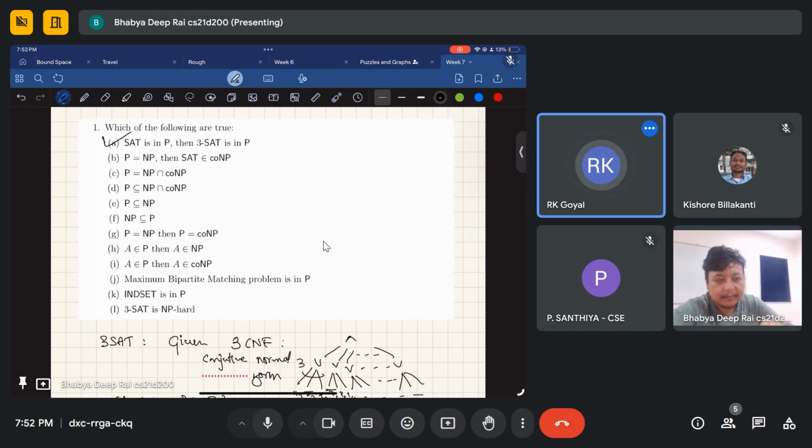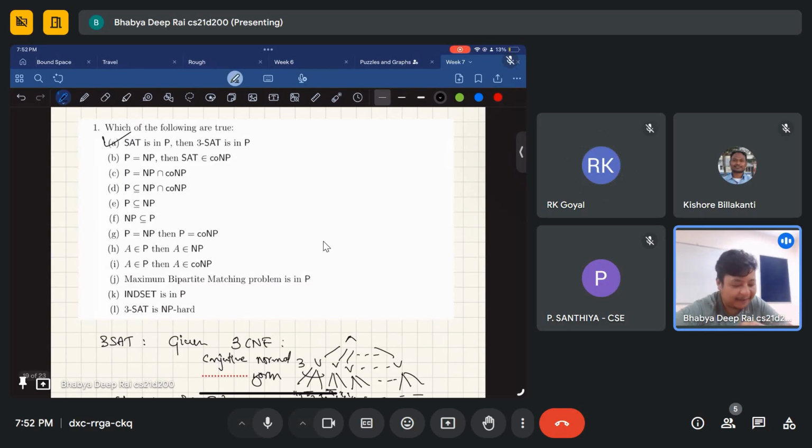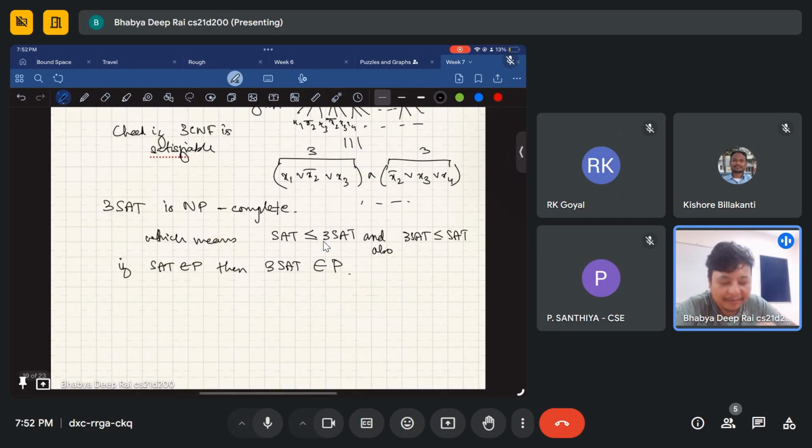But then 2 SAT is in P, and I've put that in another question. 2 SAT is a different case because 2 SAT is not NP complete. But 3 SAT, we know that it is NP complete. There's a proof that 3 SAT is NP complete. 2 SAT is easier.